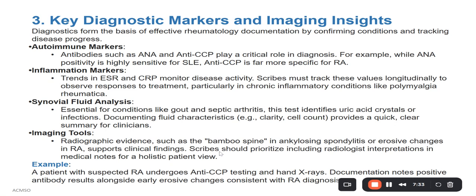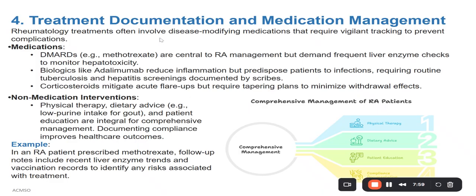Treatment documentation and medication management. Rheumatology treatments often involve disease-modifying medications that require vigilant tracking to prevent complications. Medications, DMARDs, for example, methotrexate, are central to RA, rheumatoid arthritis, management, but demand frequent liver enzyme checks to monitor hepatotoxicity or liver toxicity. Biologics like adalimumab reduce inflammation but predispose patients to infections, requiring routine TB, tuberculosis, and hepatitis screens documented by scribes.